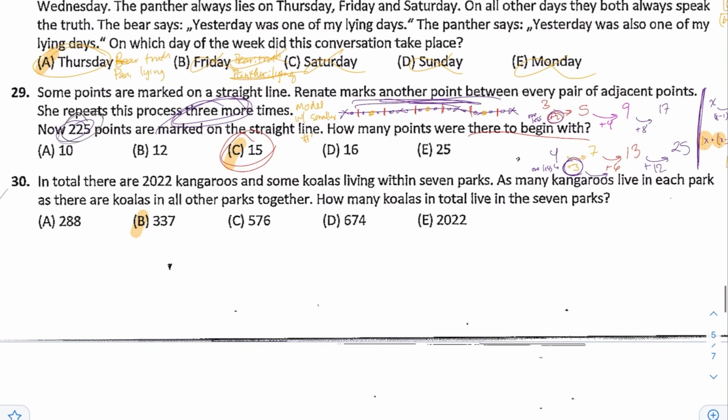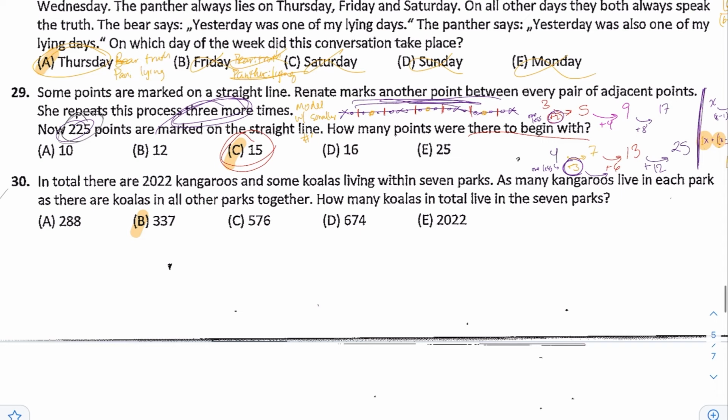All right, next for number 30. In total, there are 2,022 kangaroos and some koalas, so we don't know how many koalas, are living within 7 parks. As many kangaroos live in each park as there are koalas in all the other parks together. How many koalas in total live in these 7 parks?